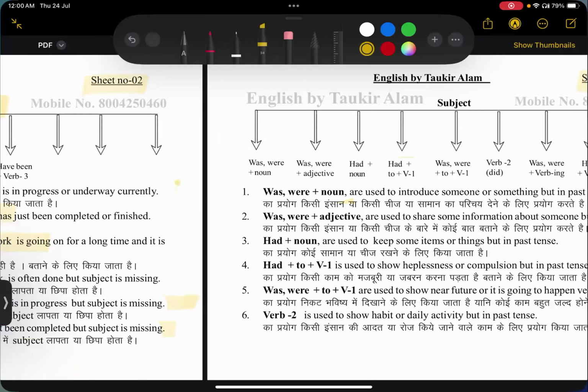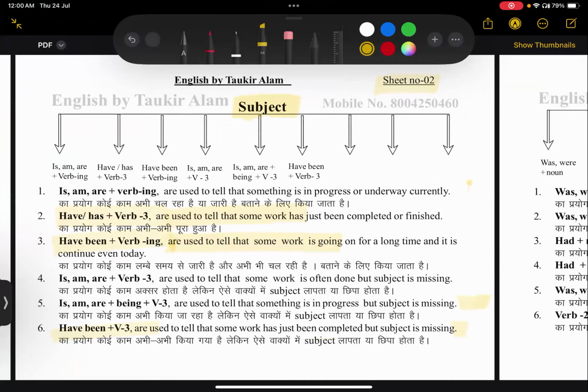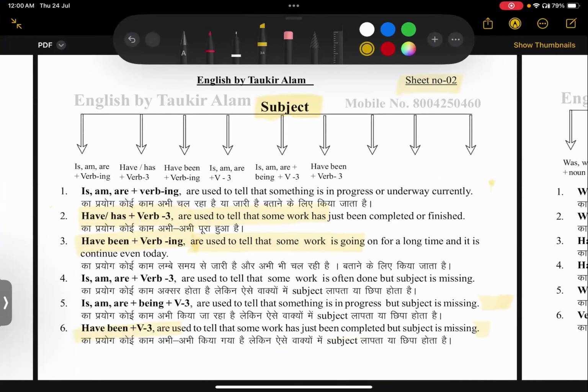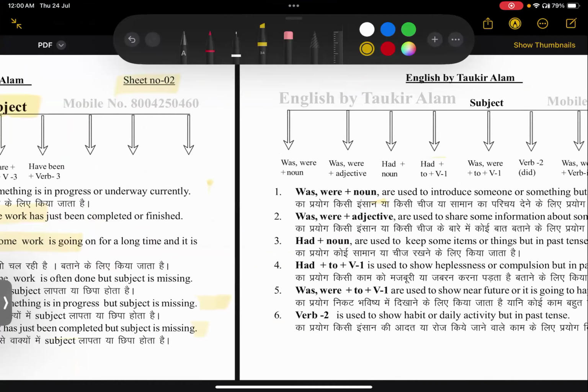So let's talk about past structure. If you understood my present structure, then past structure will be very easy to understand. How? Let's see.